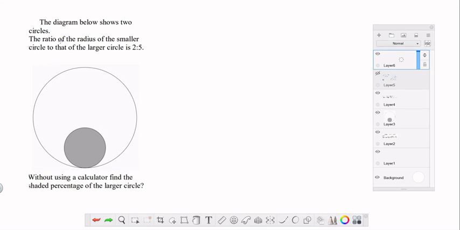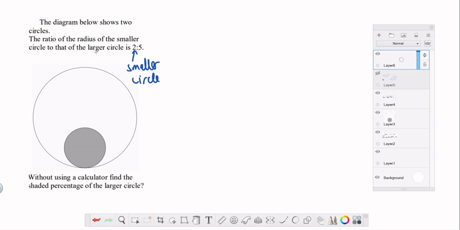The diagram below shows two circles. The ratio of the radius of the smaller circle to that of the larger circle is 2 to 5. Right, in the sentence, it mentions smaller circle first. So the first number there in the ratio represents the smaller circle.